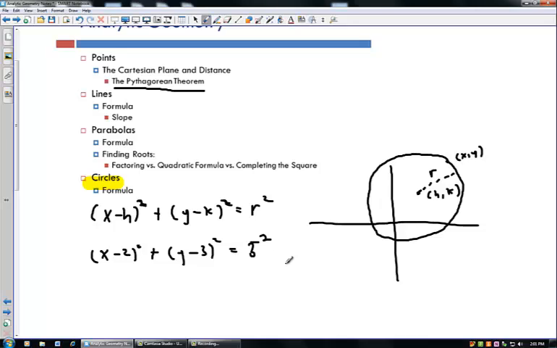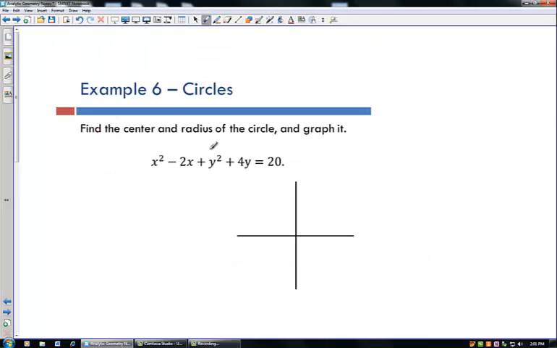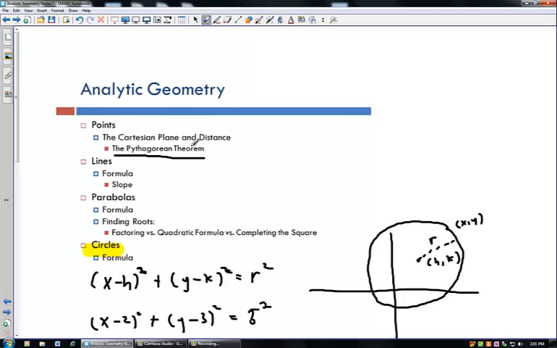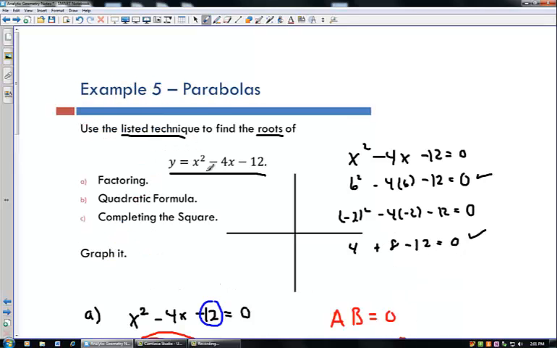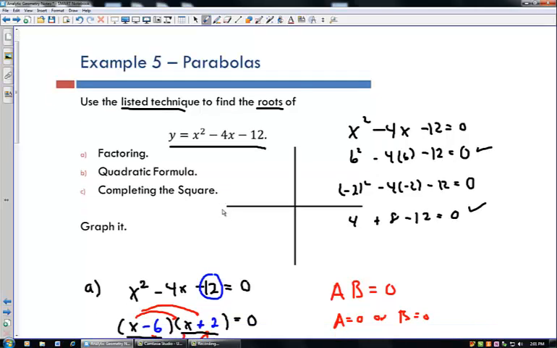And so let's take a look at an example of how we use this formula. So this one says find the center and the radius of the circle and then finally graph it. Oh, and that reminds me, I forgot to finish off this example up here. So let's come back here. So the final part was to graph this.